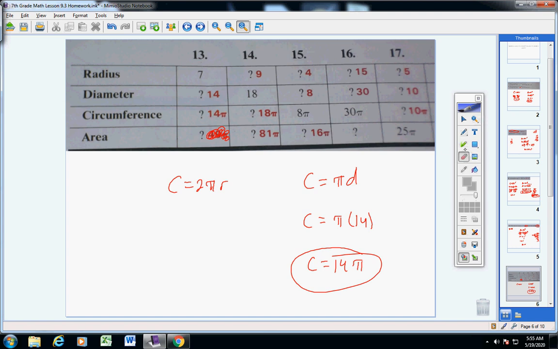Okay? Now, if you use this formula over here, that's fine. You'll get the exact same answer. 2 times pi times your radius. And of course, when three numbers are multiplied together, you can change the order if you want to. So I'm going to put 2 times 7 times pi, which would give me 2 times 7 is 14 pi. Now I'm not going to put units squared because I'm not dealing with area, I'm dealing with circumference.